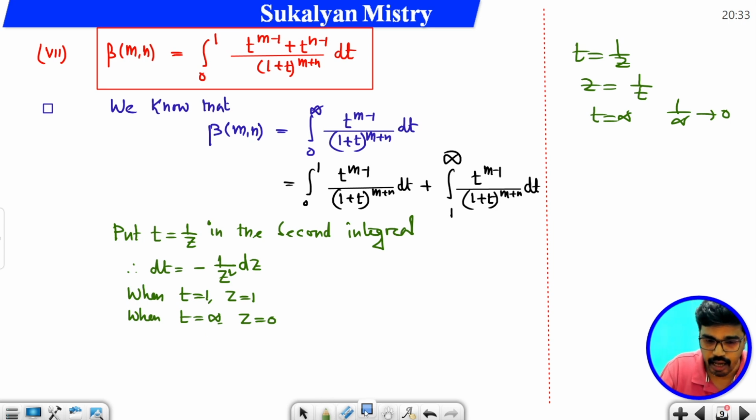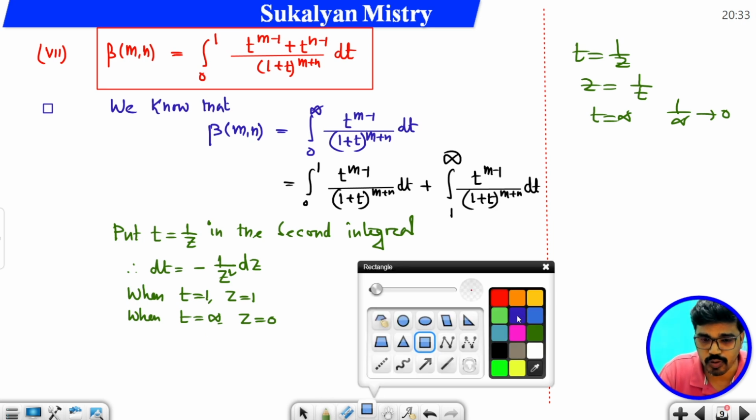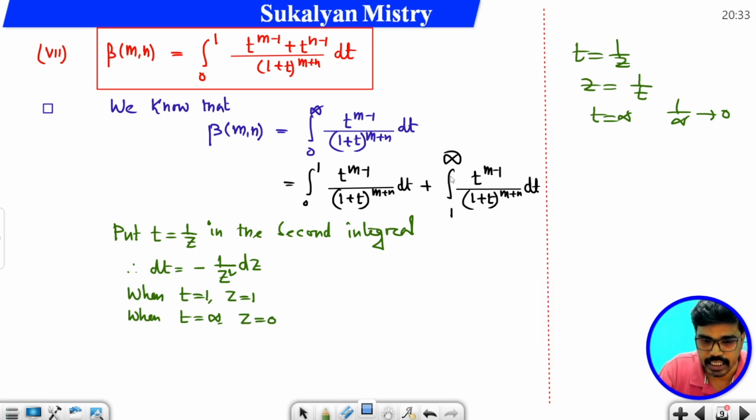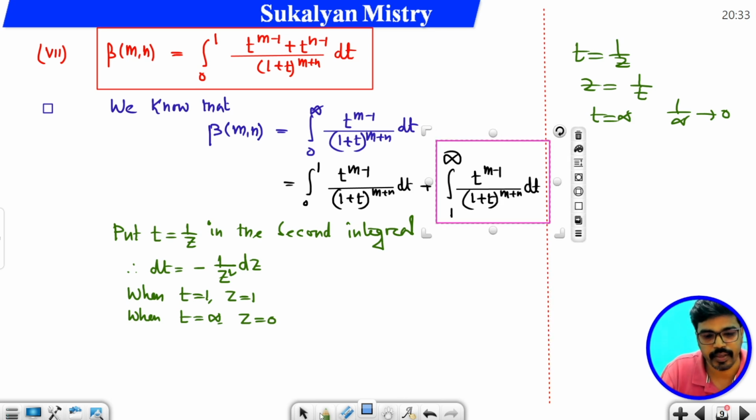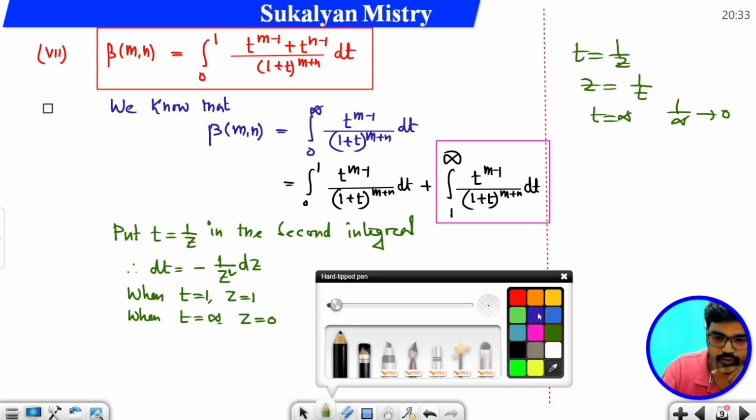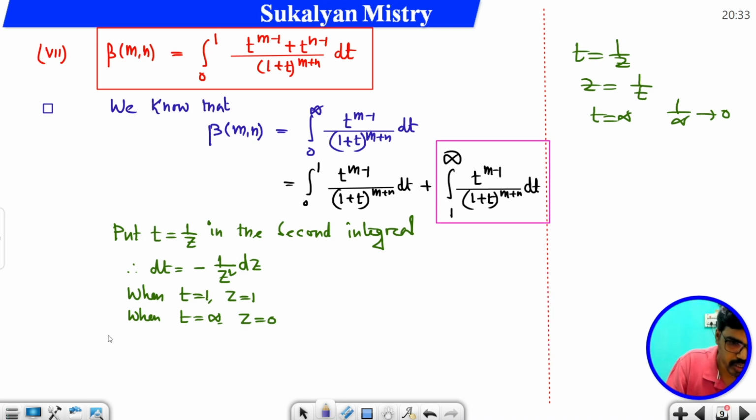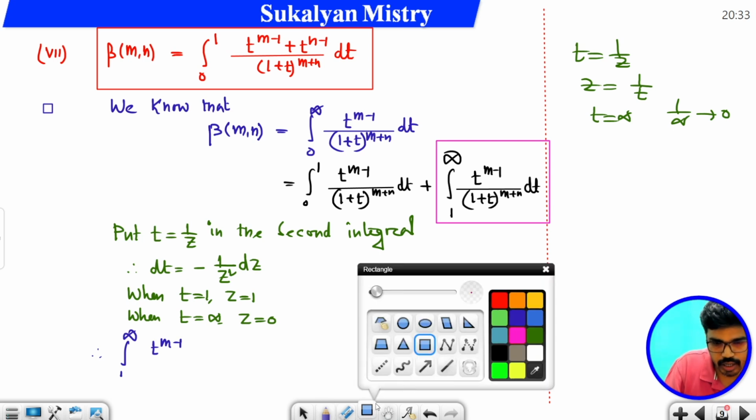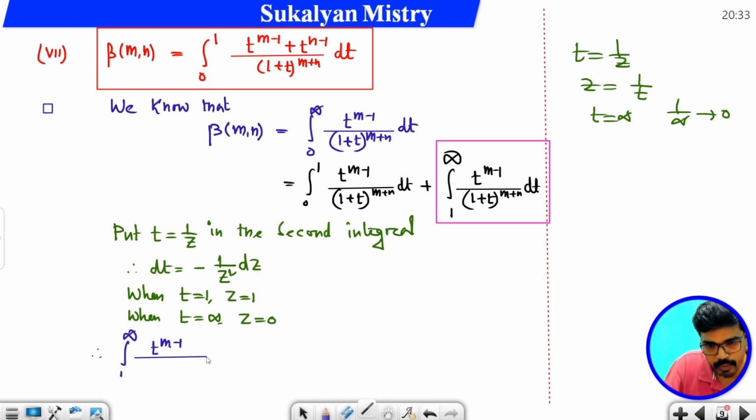তাহলে সেকেন্ড ইন্টিগ্রাল আমি জাস্ট t is equal to 1 by z পুট করেছি কোথায়? সেকেন্ড ইন্টিগ্রাল, এই ইন্টিগ্রালে, ঠিক আছে? ফার্স্ট ইন্টিগ্রালটা অ্যাজ ইট ইজ সেম, ঠিক আছে? ওকে, so therefore integration 1 to infinity t to the power m minus 1 divided by 1 plus t to the power m plus n dt.